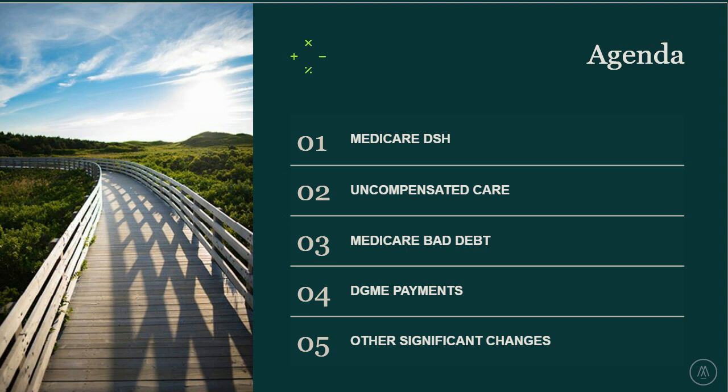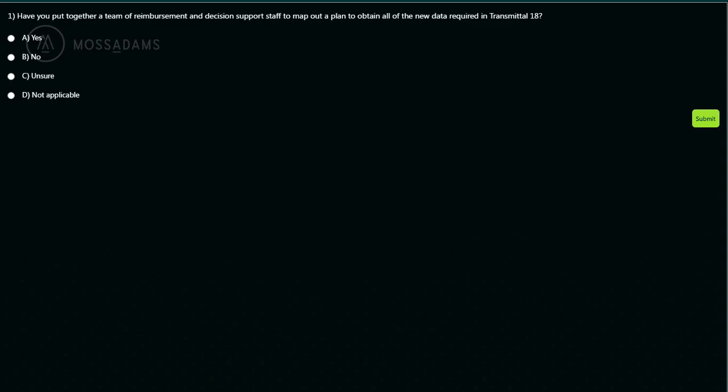So we're going to walk through in these 5 big pieces: Medicare DISH, and then the UC reporting, the exhibit changes for Medicare bad debts. And I think those are probably the biggest issues in Transmittal 18. But there are a number of other important items that we're going to walk through, including GME and some other significant stuff. So with that, we're going to get to our first polling question before we begin. I'm going to turn that back over to Jamie to lead us through that.